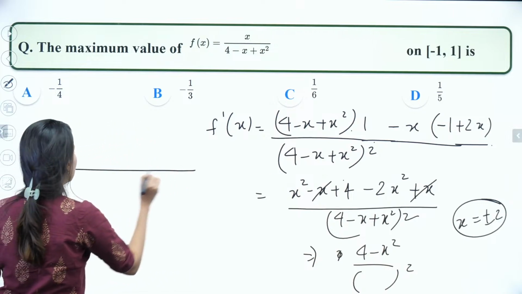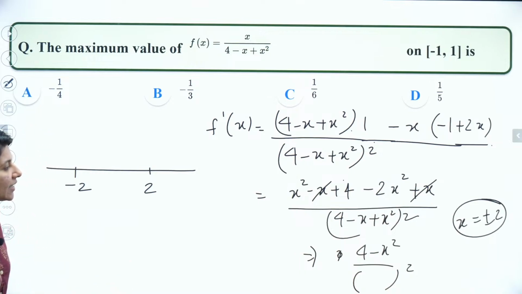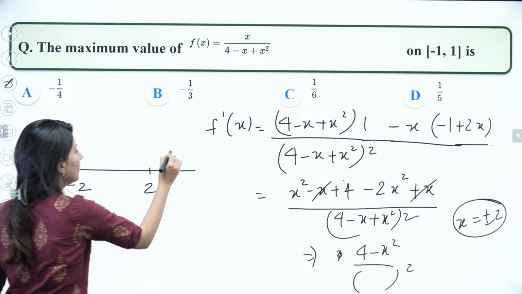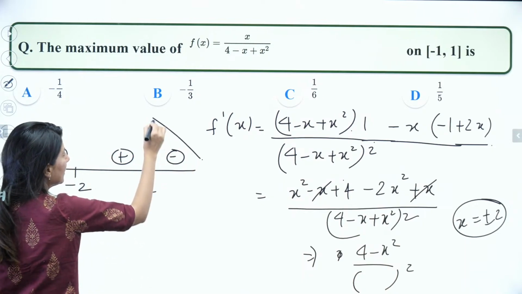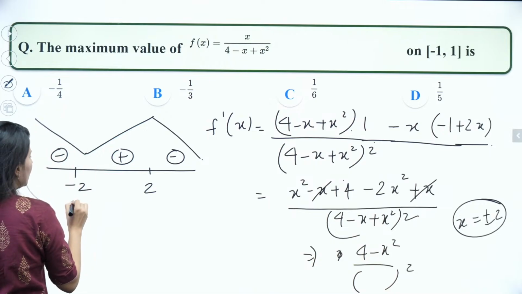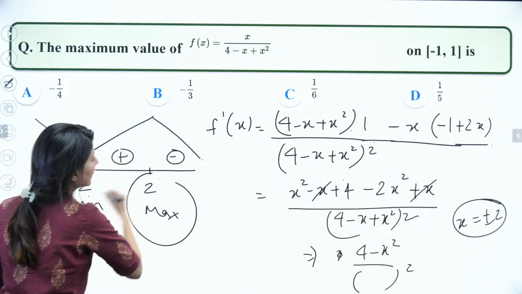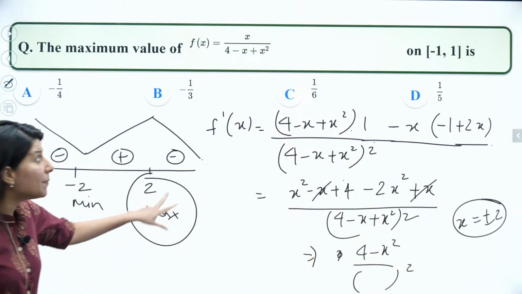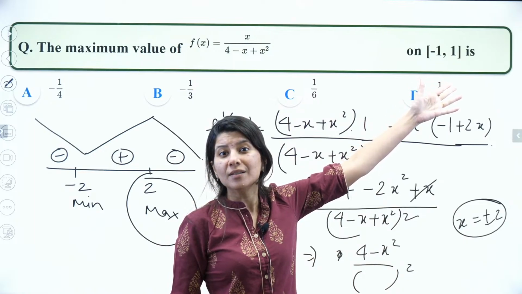Now if I plot the wavy curve method with minus 2 and 2, what do I get? x equals plus minus 2. So this is negative, this is positive, this is negative. So we are going to get decreasing and here increasing. So can you see this is minimum, this is maximum. We are looking for maximum. So at x equals 2 I should get maximum, but can you see? No, it's not in my interval.